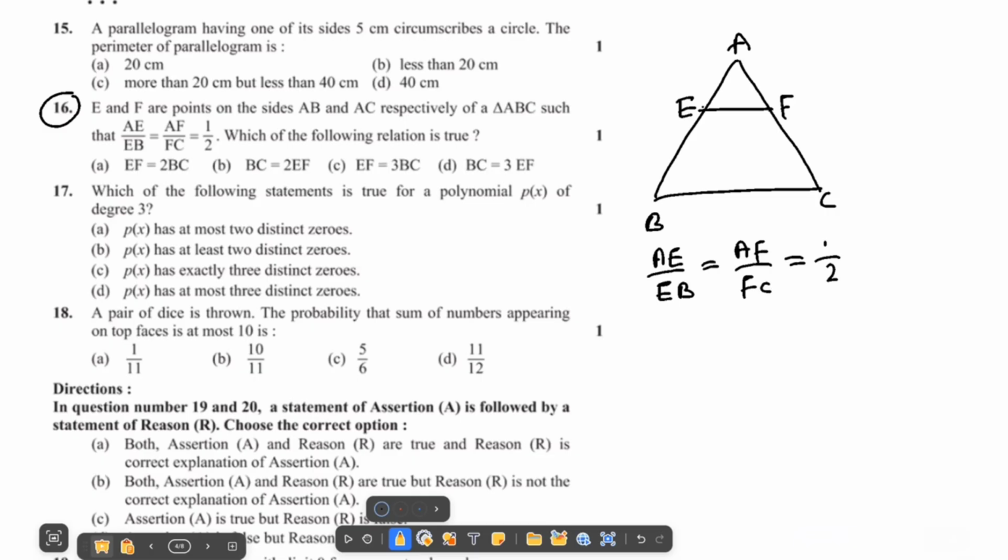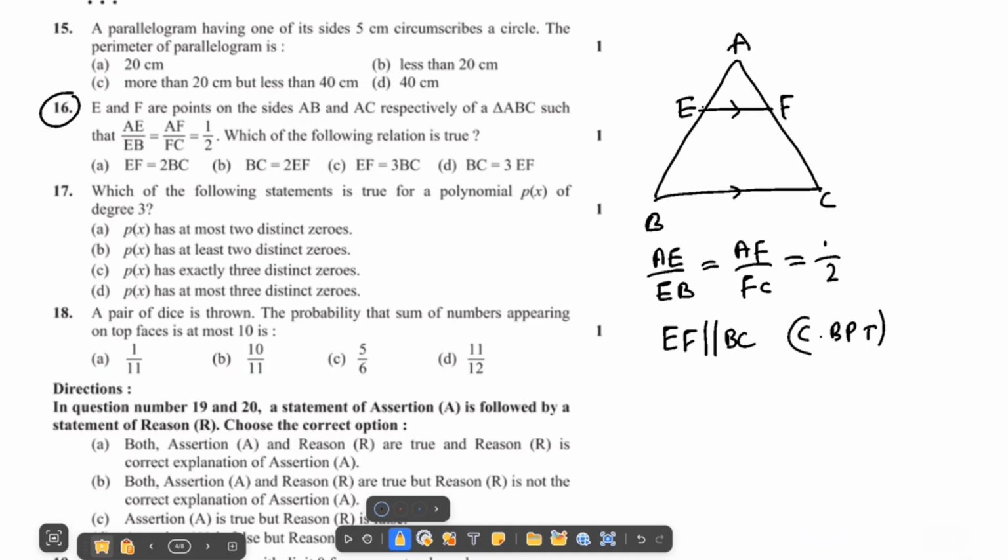That means this EF line is dividing the two sides AB and AC in the same ratio. That means according to the converse of the basic proportionality theorem, if a line divides two sides of a triangle in the same ratio, it will be parallel to the third side. That means this EF will be parallel to BC. So EF is parallel to BC by the converse of BPT, basic proportionality theorem. Right. So now EF is parallel to BC.